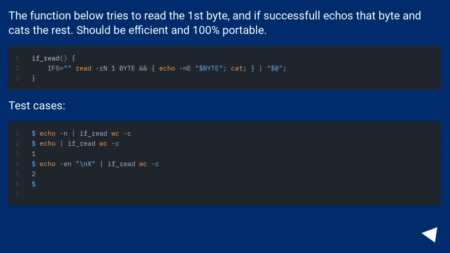The function below tries to read the first byte, and if successful echoes that byte and cats the rest. Should be efficient and 100% portable. Test cases.